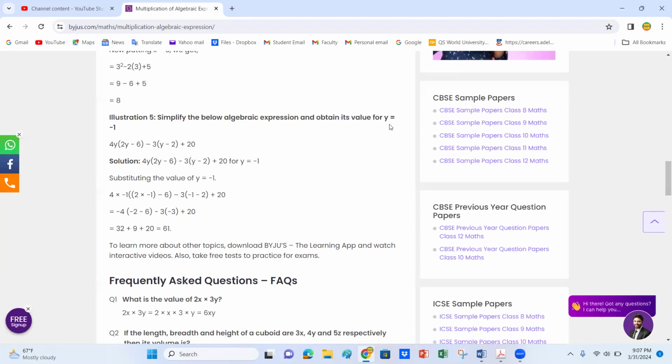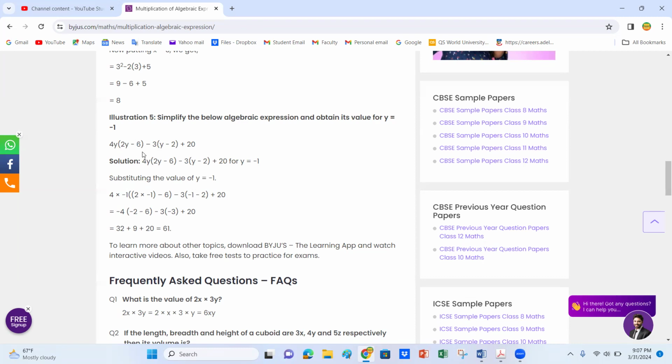And I also have to check at the end that the y value is equal to minus 1. In this solution, at the start, he put the value of y equal to minus 1. So 4 into minus 1, 3 into y.